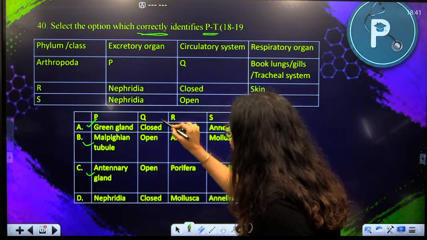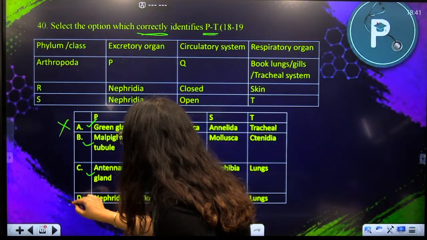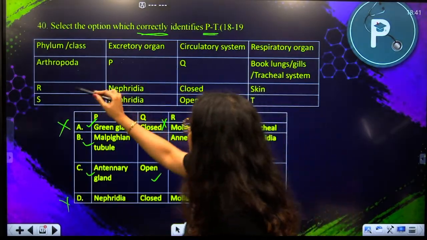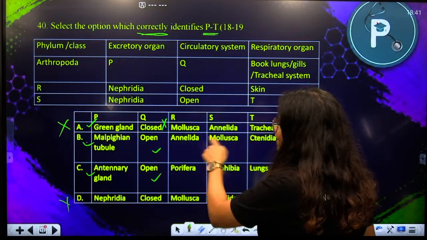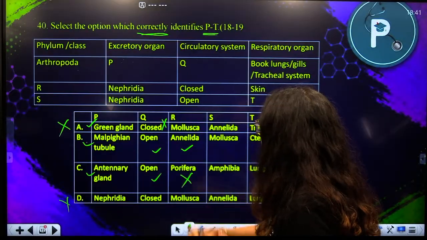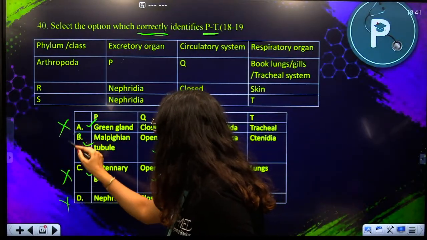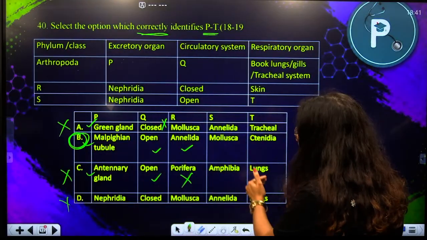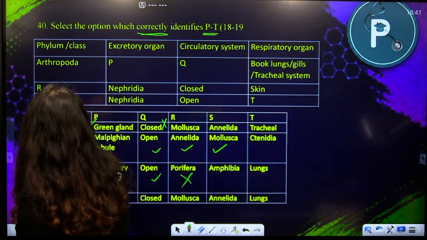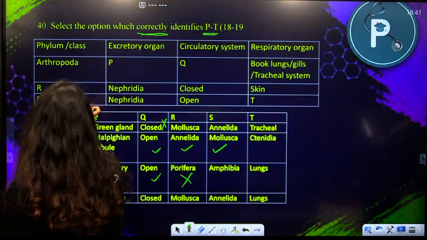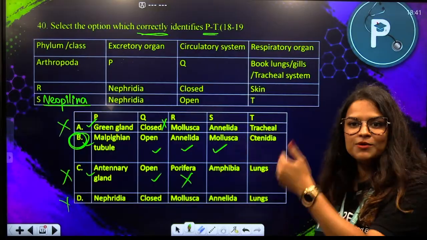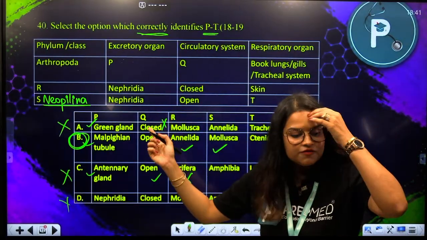Arthropoda circulatory system is not closed, so we can easily remove A. So it is open type, so these could be the answer. Then R nephridia. Who has nephridia? Annelida has nephridia. Yes. Porifera, no, porifera won't show nephridia. So this is also gone. This thing is also gone. We have already found our answer, but let's see. S, nephridia, yes, some mollusca also have nephridia, especially Neopilina. Neopilina would show the presence of nephridia. It is a type of mollusca.